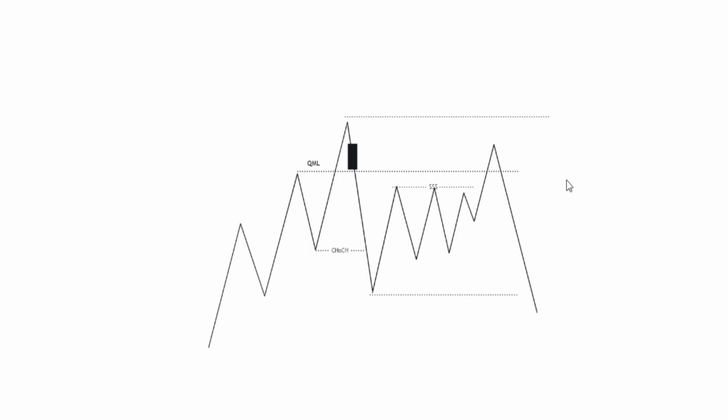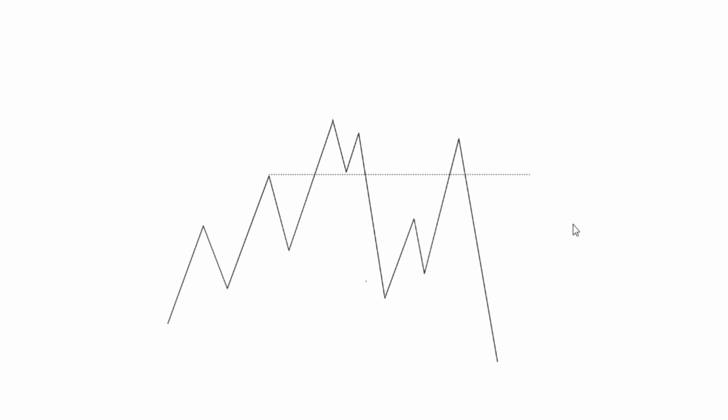Let me show you the second type. Remember, I said the QML pattern is of two types. Now, here is the second pattern right here. And this pattern is very similar to the first one. So in this case, what can we actually see? Price forms a high, a pullback, and it forms a low before we see this break of structure. And this is exactly what you want to see.